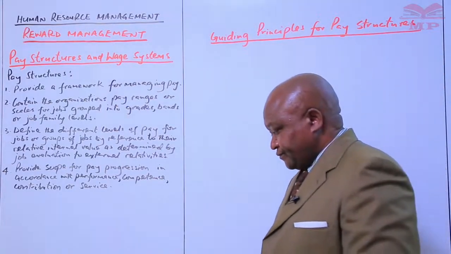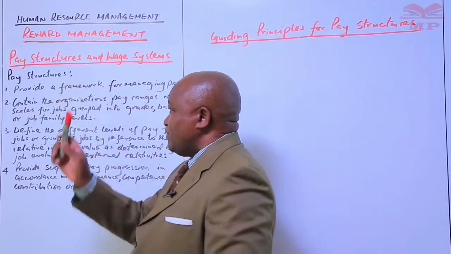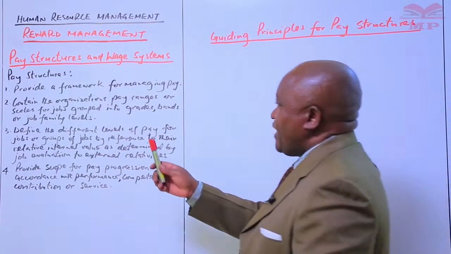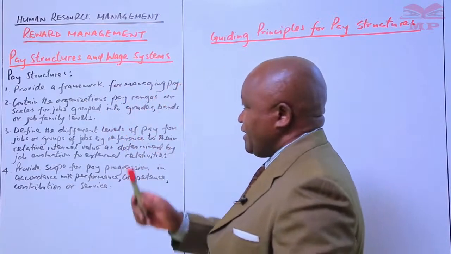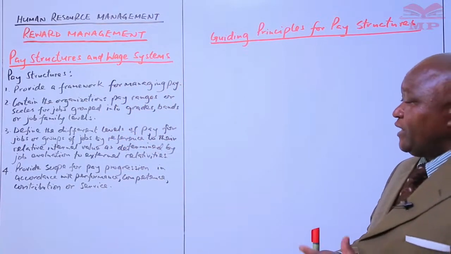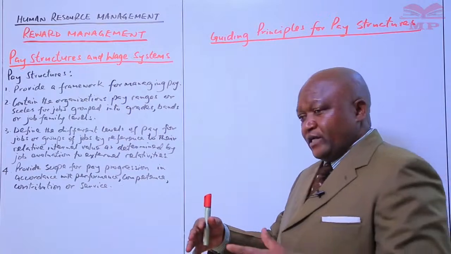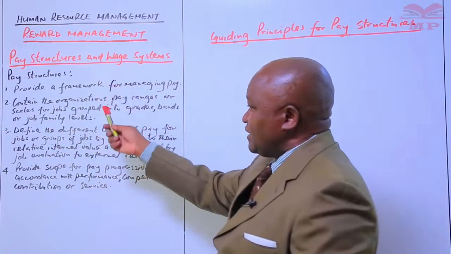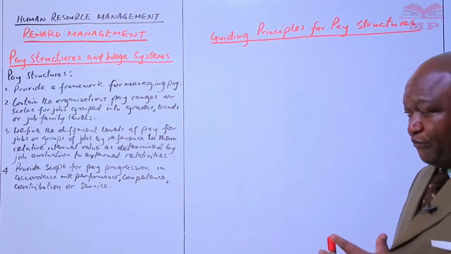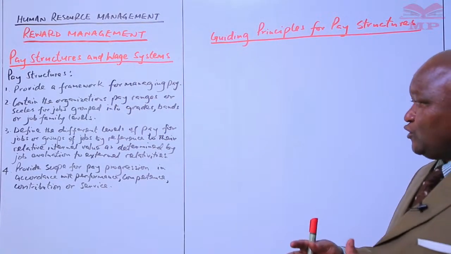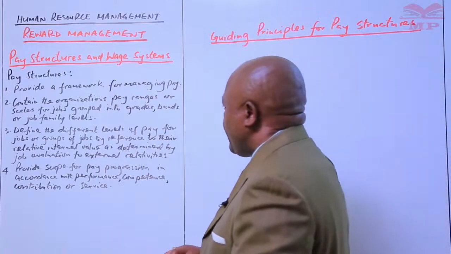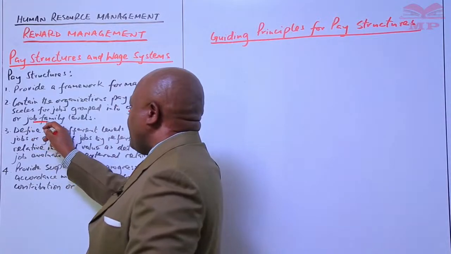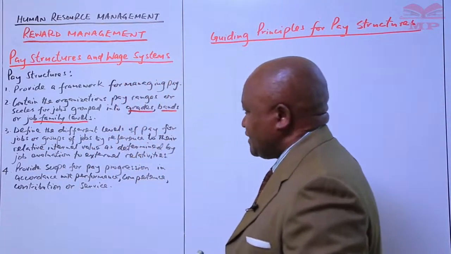So dear learner, pay structures in reward management do several things. One, they provide a framework for managing pay. Pay structures will provide a framework in terms of entry point and progression in relation to the workers. Then number 2, pay structures contain the organization's pay ranges or scales for jobs grouped into grades, maybe grouped into bands, or job family level. So it depends on which one an organization has selected.